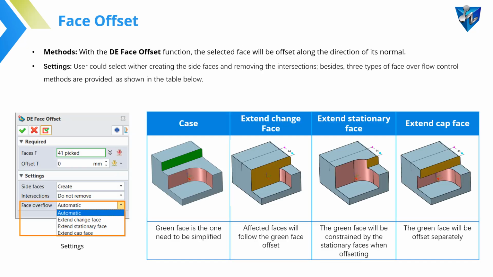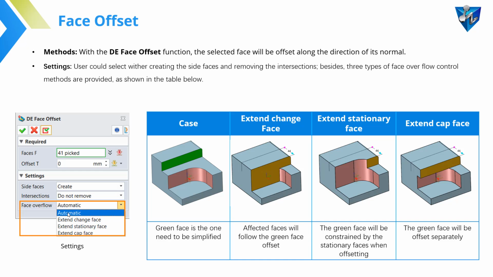Alright, let's talk about another frequently used function, DE face offset. With this function, the selected face can be offset along its normal direction directly. In terms of the settings, users can select whether to create the side faces and remove the intersections. Besides, 3 types of face overflow control methods are provided, as shown in the table below.